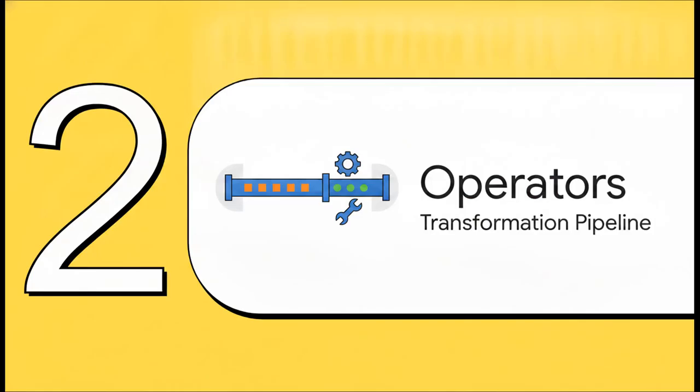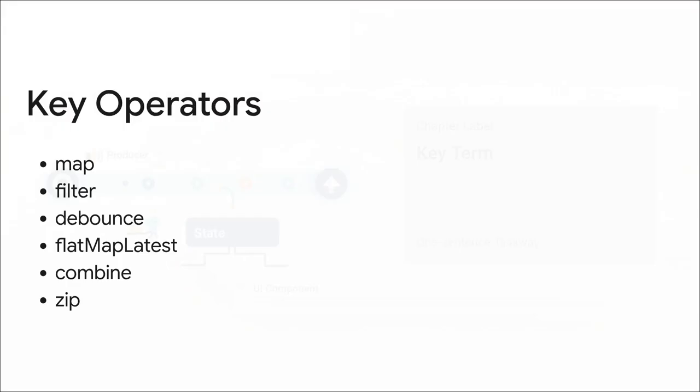Section 2. Operators. Transformation pipeline. We're looking at map, filter, debounce, flatMapLatest, combine, and zip. So what happens between emit and collect? Well, that's your pipeline. Think of map as the tool that reshapes each value. It stays in the exact same position in the stream, but it takes on a completely different shape. Then you have filter, which essentially decides whether a value gets to continue at all. It's like a bouncer. It either lets it through or blocks it entirely.